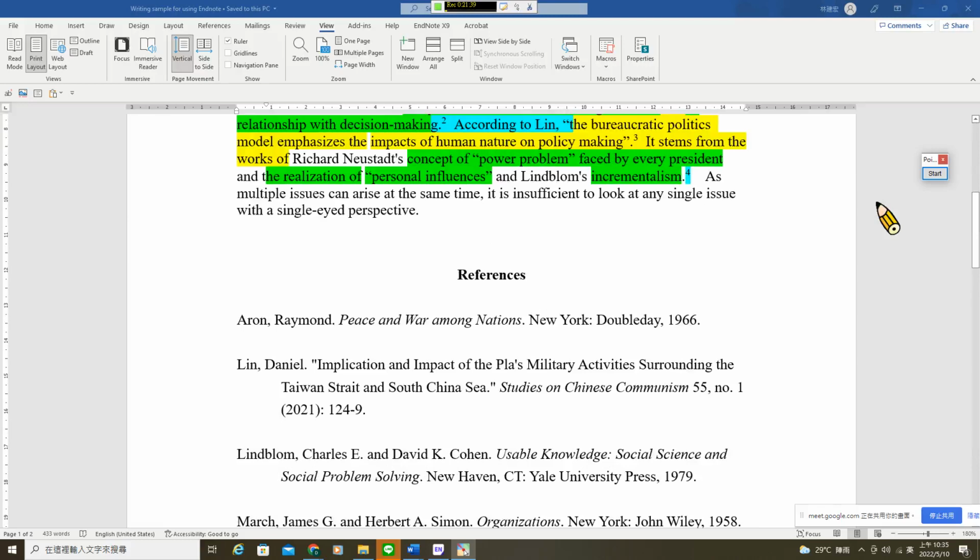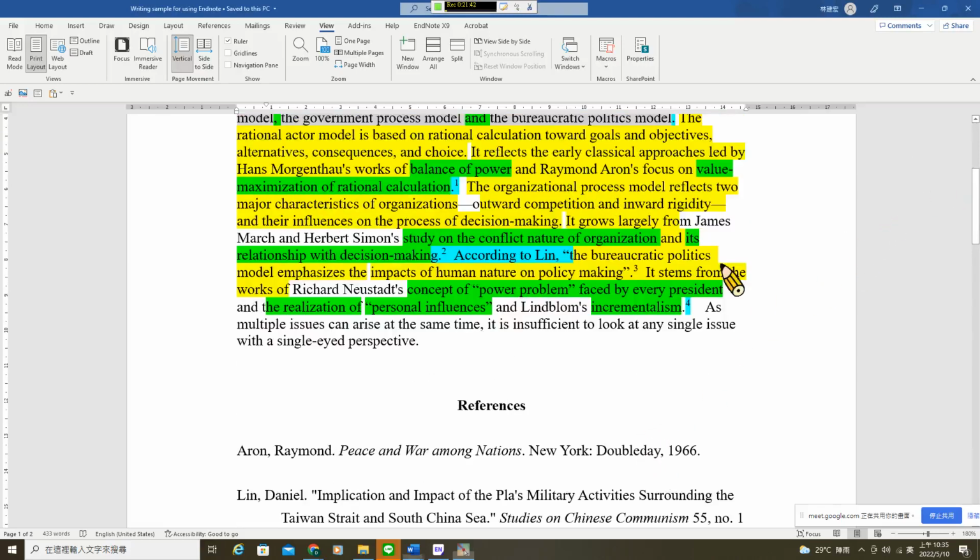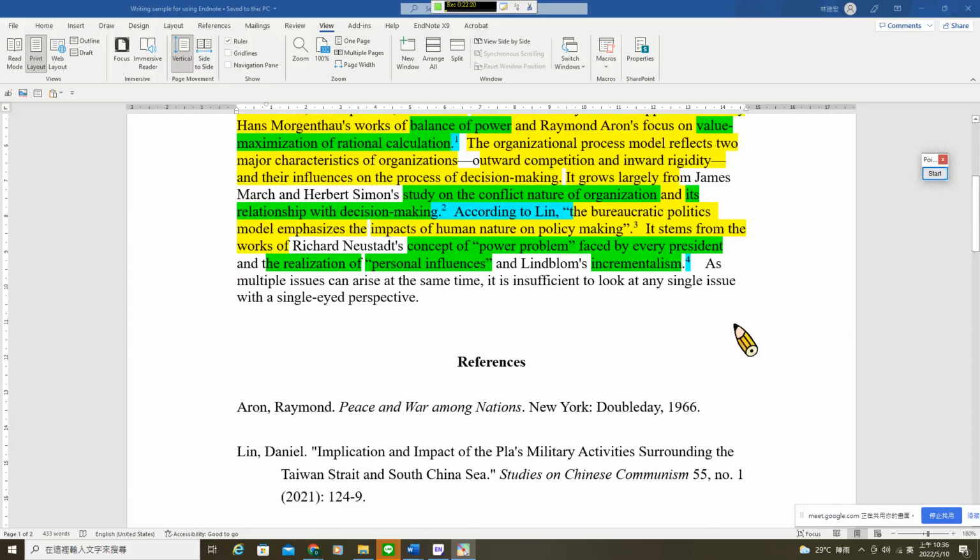And let's see what Daniel Lin says here. According to Lin, the bureaucratic politics model emphasizes the impacts of human nature on policy making. So we have a number 3 here. And remember, look here, we have a quotation mark on either side. So it means this part of the citation is word for word. So we need to point out the exact location of the passage from Lin's work. So let's move down to the citation.